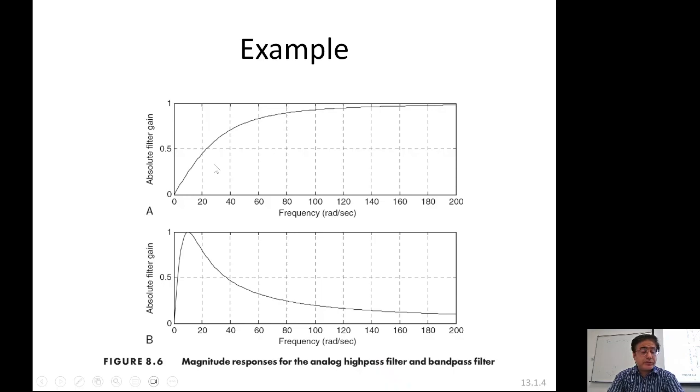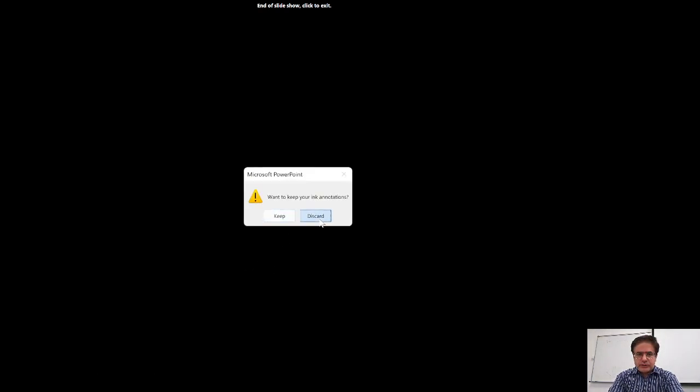So we did the examples, and if you plot the magnitude responses, for the case of the high pass filter, the magnitude frequency response looks like this. For the band pass filter, the magnitude frequency response looks like this. You can see it is centered at 10 radians per second, and the bandwidth is around 20 radians per second. Clear? Good.